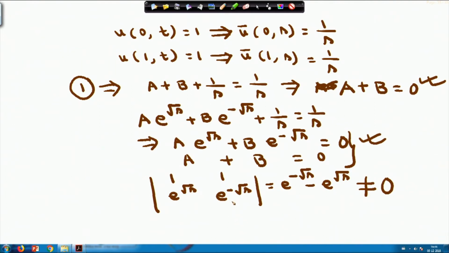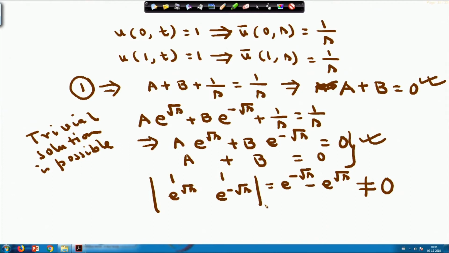So, if I take the determinant of the coefficients, I am finding that this value of the determinant does not vanish, and once the value of the determinant does not vanish, it means only the trivial solution is possible. And what is the trivial solution for this case? Trivial solution will be a equals b equals 0.